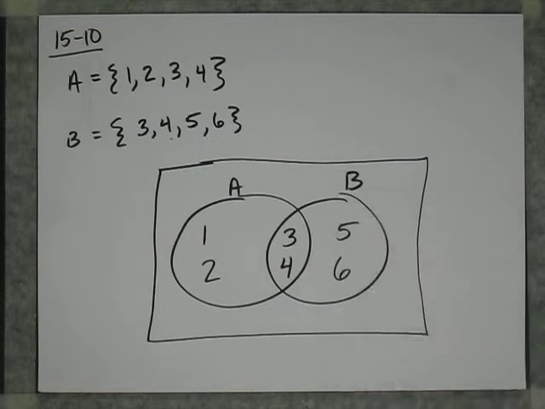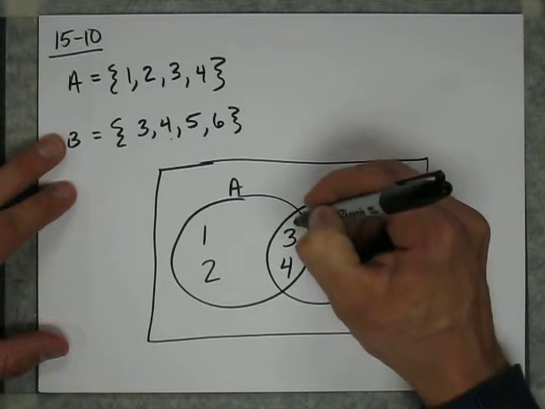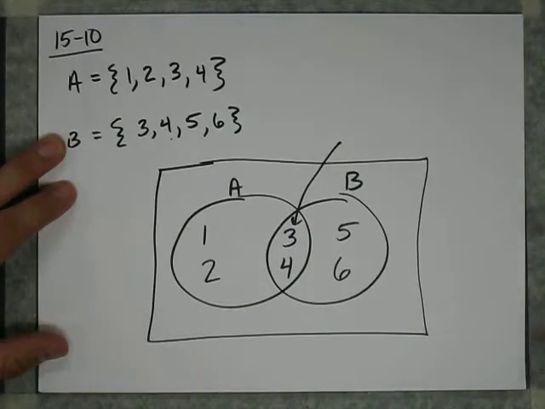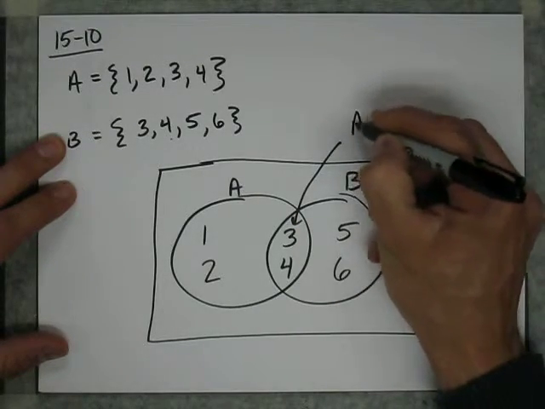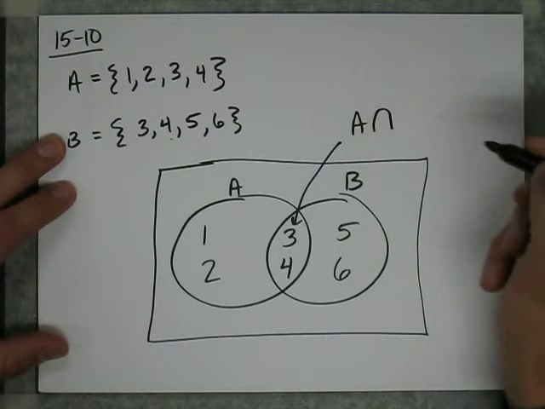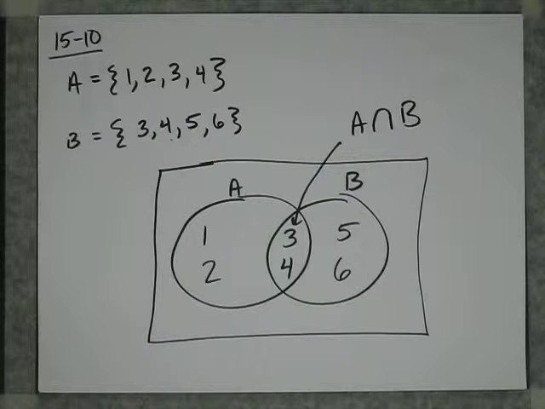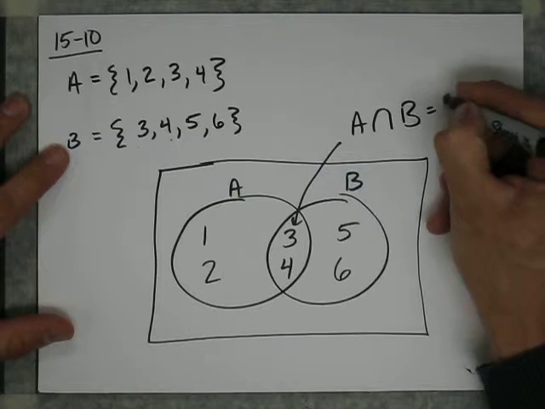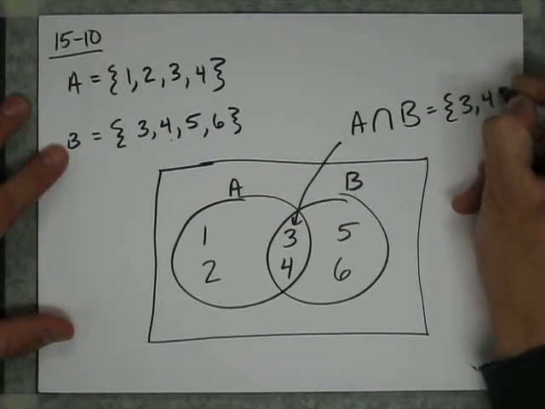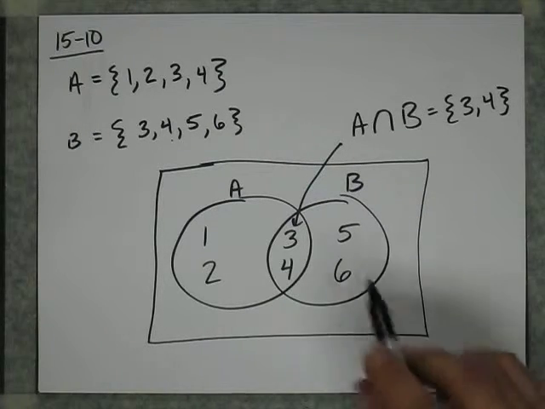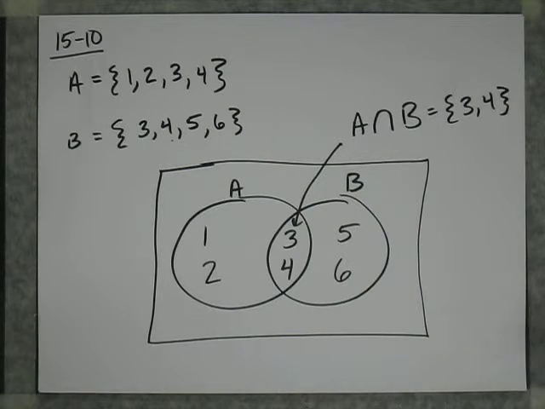Now the intersection of A and B, this part right here, that middle part, you would write as A, and then an upside down U, B. That's referring to the intersection of A and B. So the intersection of A and B would be equal to the set of numbers 3, 4. That's the upside down U-shaped symbol.